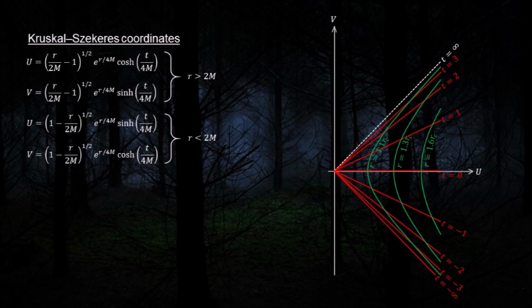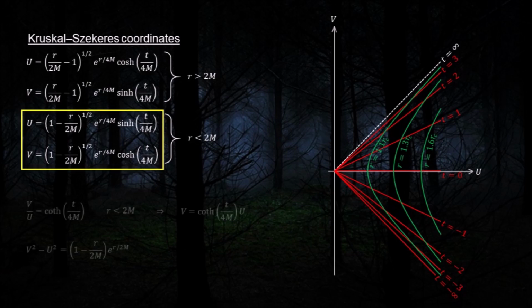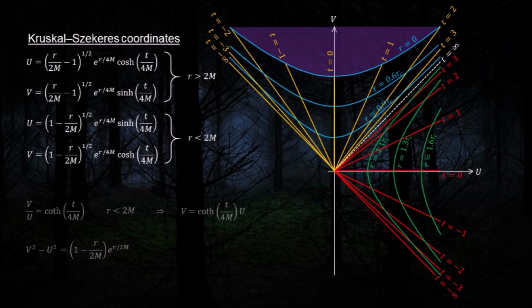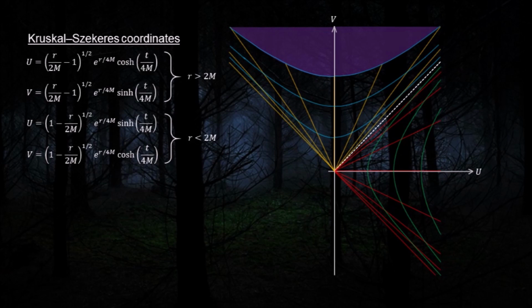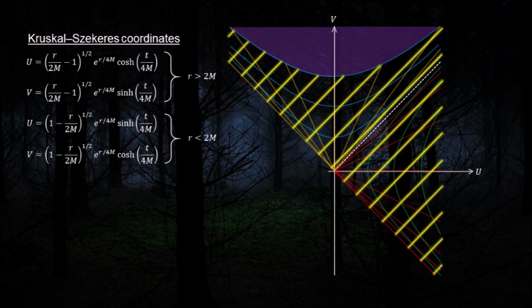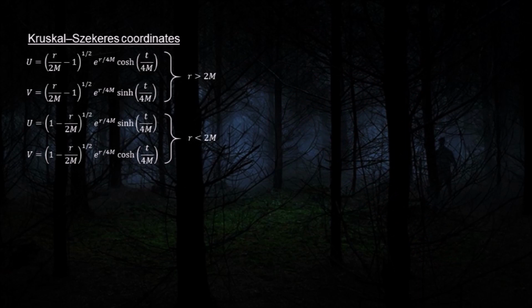We can do the same for the region inside the Schwarzschild radius. One important property of this coordinate system is that the light cones run 45 degrees to the u and v axis everywhere. To prove this, we need to compute the metric tensor.